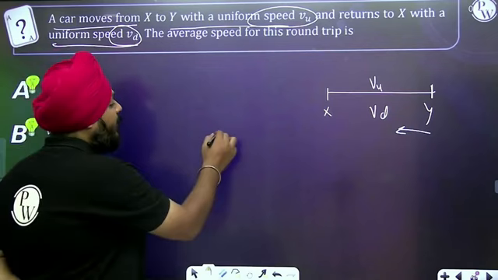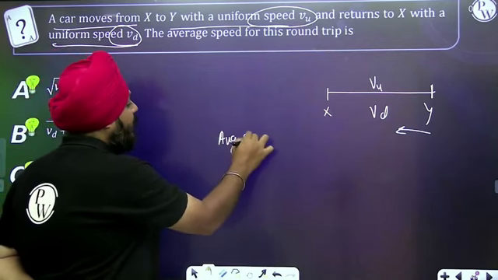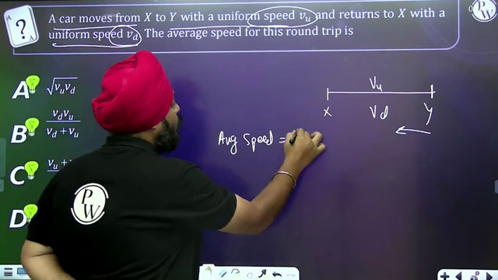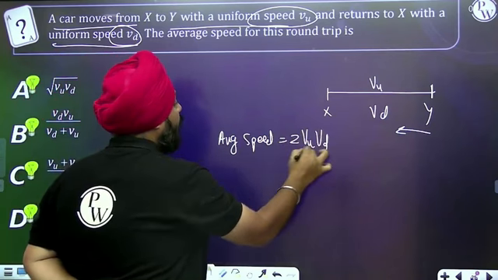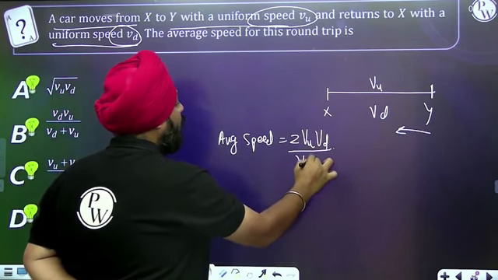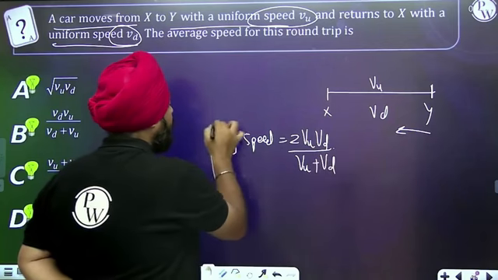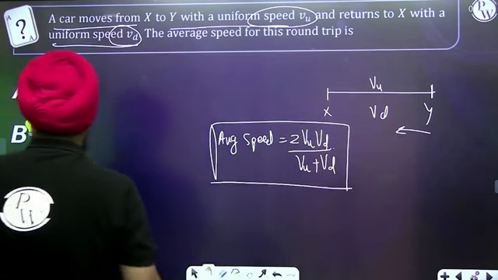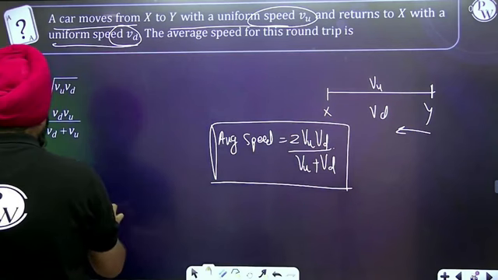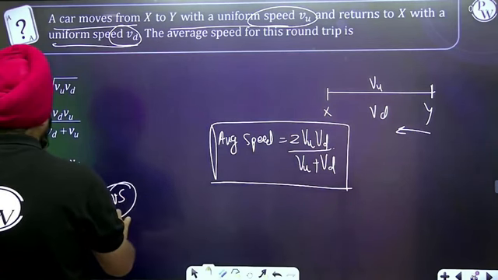Again, it is a case of equal distance intervals, so the average speed is going to come upon as 2VuVd divided by (Vu + Vd). D is the perfect answer for this specific question.